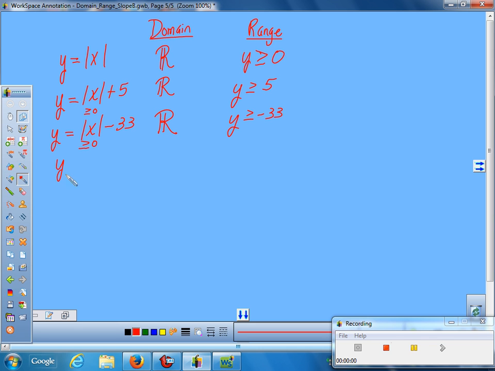Okay, but now I'm taking the absolute value off and I'm just making it plain old 4x. So once again, I'm asking you domain, what numbers can I put in there for x? They don't have to give me 0. They just have to give me something that's not undefined or impossible. 0. So 4 times 0 is 0. You can do that. Yes, you can put anything in for x. It's all real.